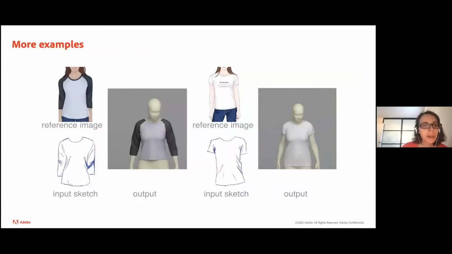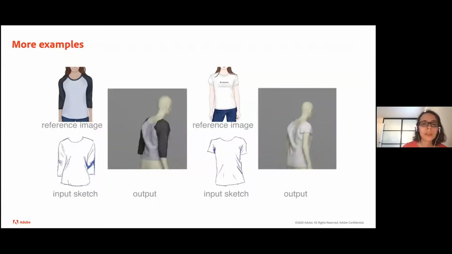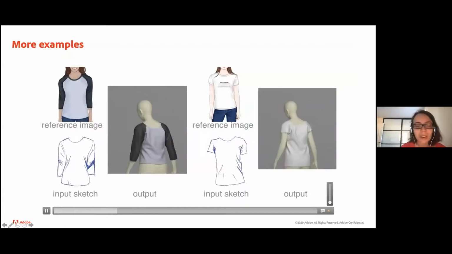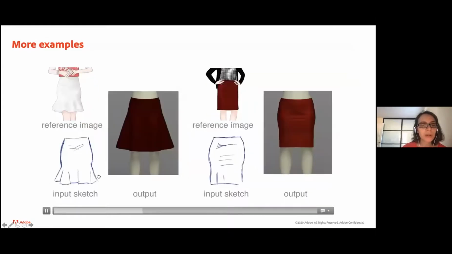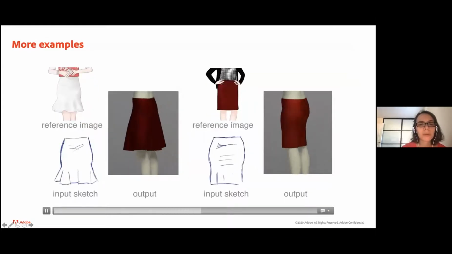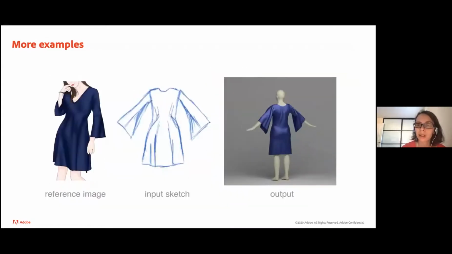So here are some additional examples where we use some reference images as input. Given the input images, we can try to infer the sketches from the images and provide them to our system, and the system can predict the 3D garments.